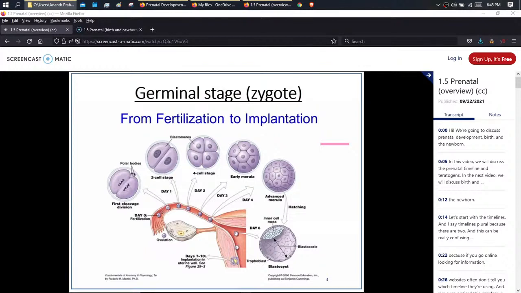Often people don't even know that they're pregnant because a lot of times a fertilized egg never implants. It just passes right out of the body. Okay.